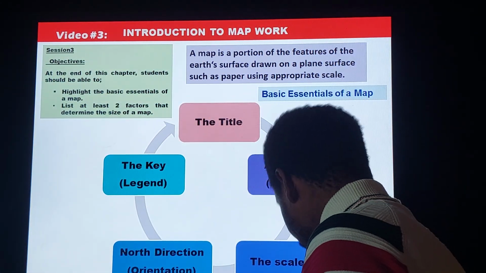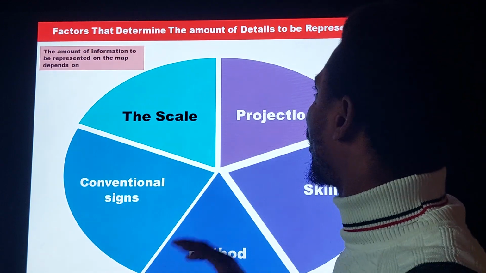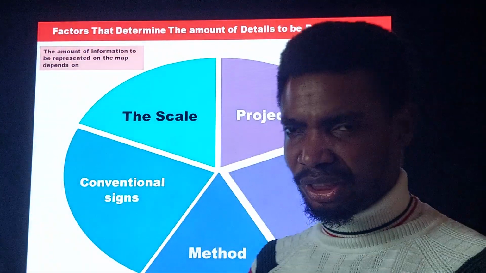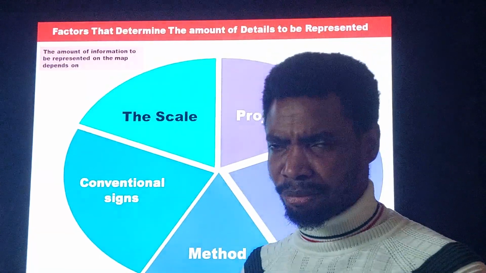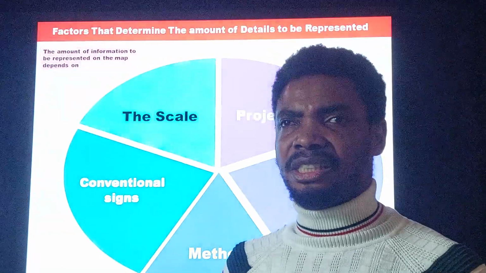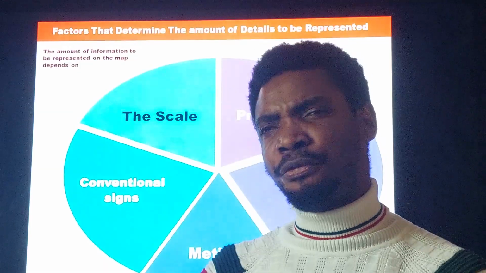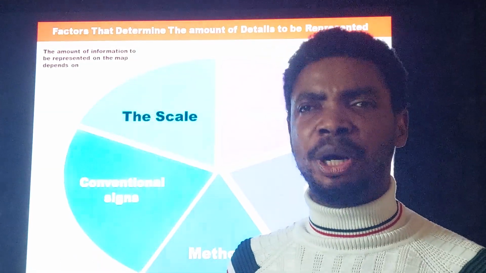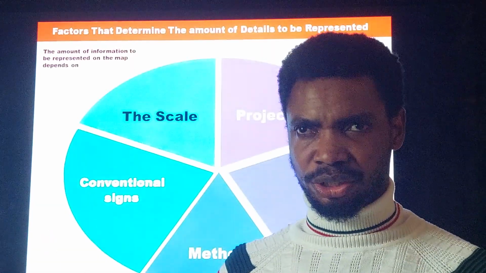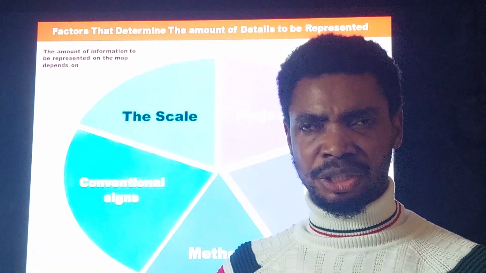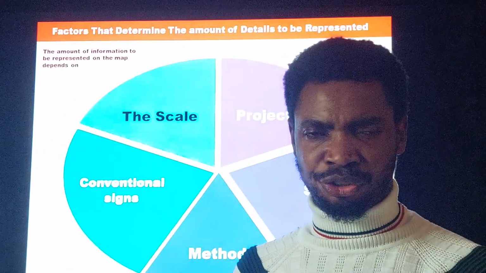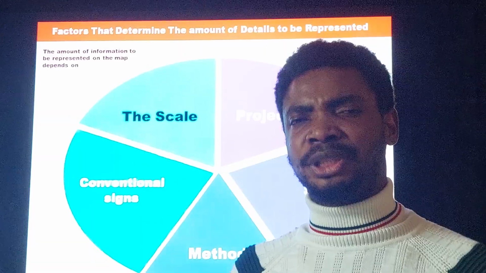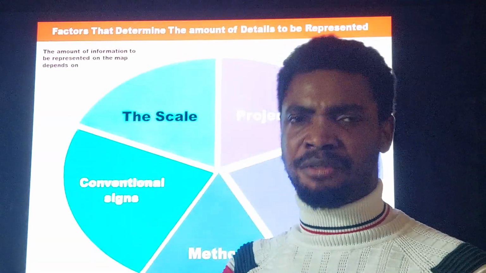Now I said that there are factors that determine the amount of details that can be represented on a map. Now, let me say this, that the features on the earth surface that you want to represent on a paper are too voluminous. There are many features on the earth surface. You can't capture everything on a single piece of paper. However, the amount of information that you are going to represent on a map depends on several factors.